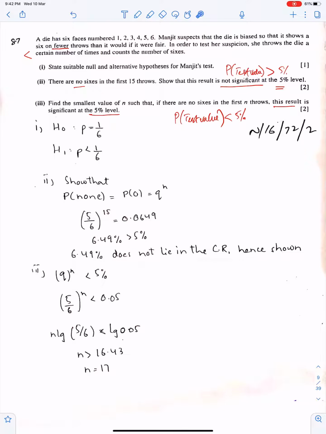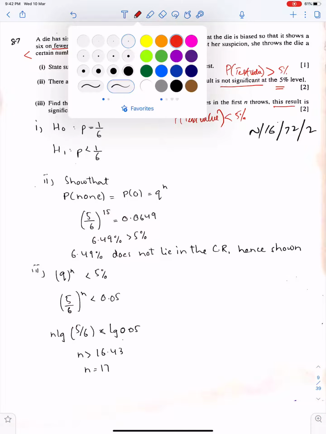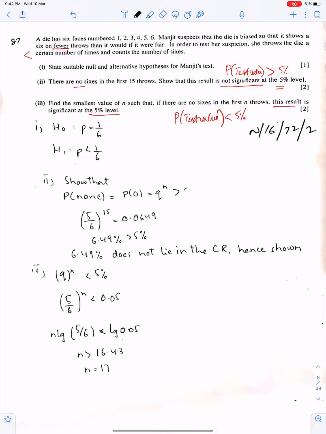Shown. Now the next part, find the smallest value of n if there are no sixes, meaning q power n, but this time the result is significant. In the second part, when it says not significant, you had to show this probability must be greater than 5%. When it says it's significant, then you have to show q power n less than 5%, and q is 5 upon 6.